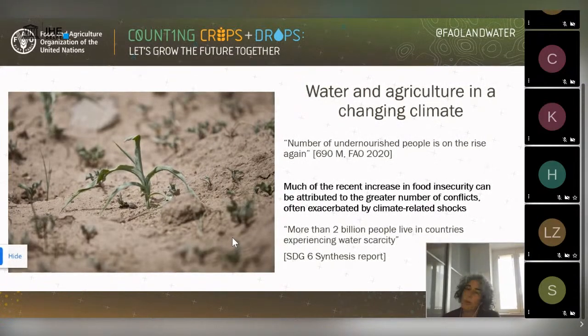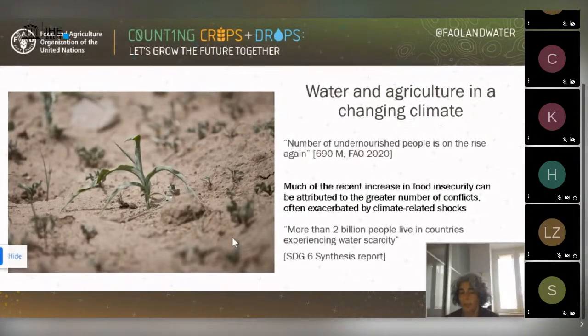So on one hand, we know that for the 4th year in a row, the number of undernourished people in the world is on the rise again, despite all our efforts. And much of this increase can be attributed to conflicts and climate-related shocks. And at the same time, more than 2 billion people live in countries experiencing water scarcity. And water and agriculture relate these 2 figures in different ways.